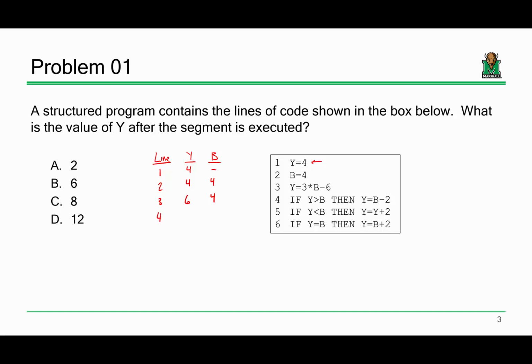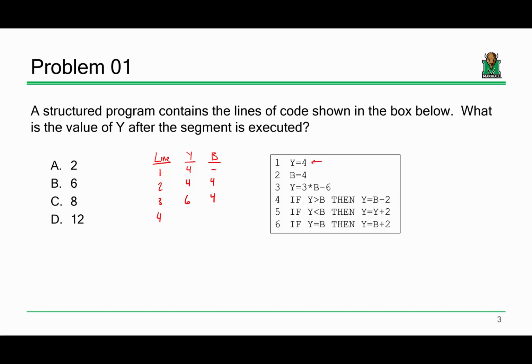Now we get to the interesting part. We have an if-then statement. The way that this would work is if this statement is true, then this code would be executed. If the statement is false, then the line wouldn't be executed at all. And that's generally how if-then statements work.